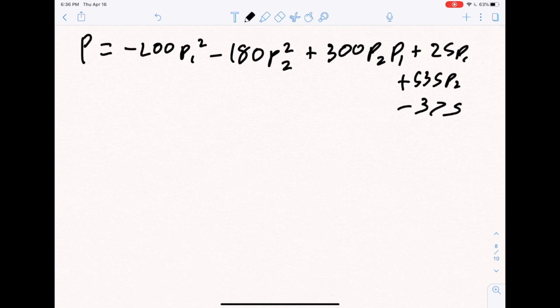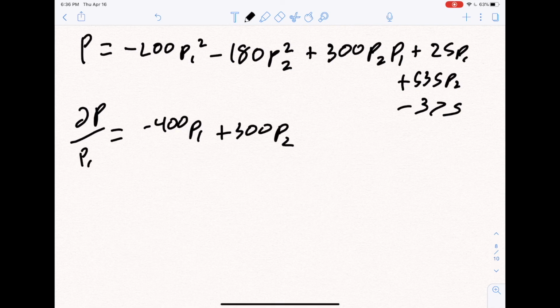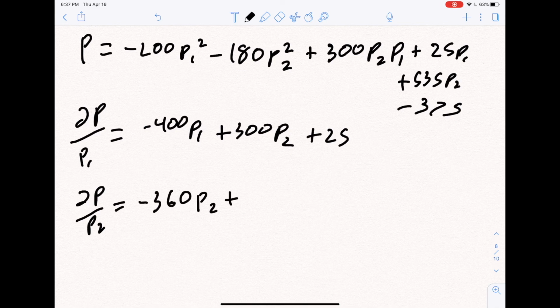So we have a function of two variables, our p1 variable and our p2 variable, and we want to find the relative maximum. So we have to find the partial derivative of P with respect to p1, and that is going to be minus 400 p1 plus 300 p2 plus 25. And we also need to find the partial derivative of P with respect to p2, and that's going to end up being minus 360 p2 plus 300 p1 plus 535.